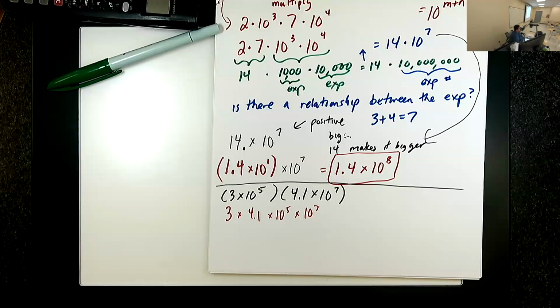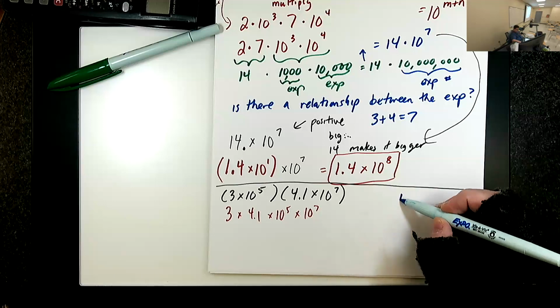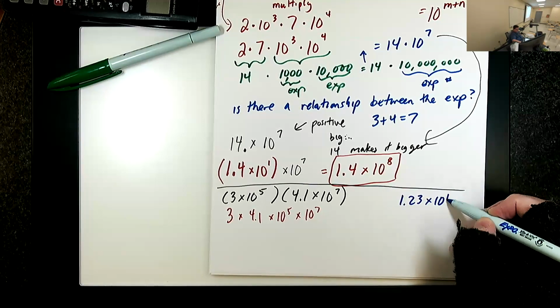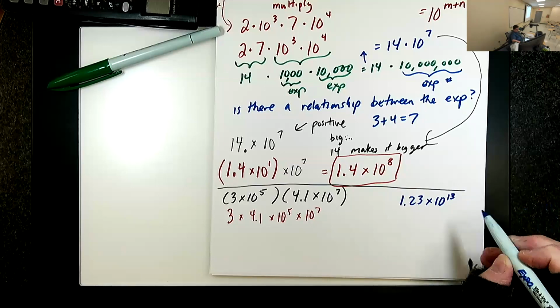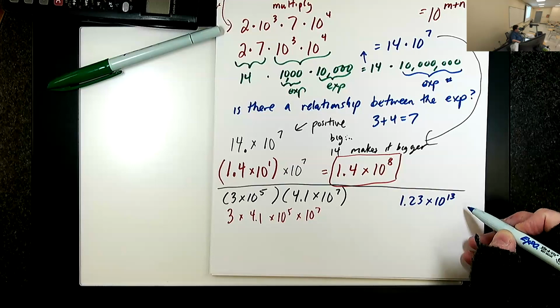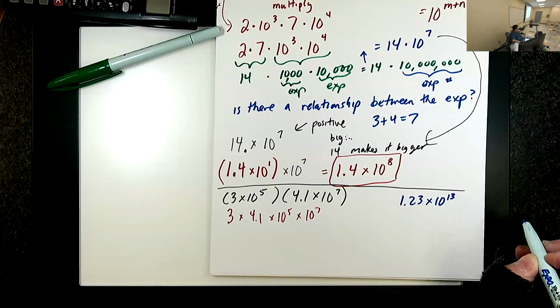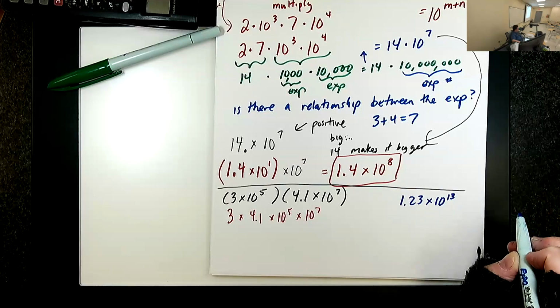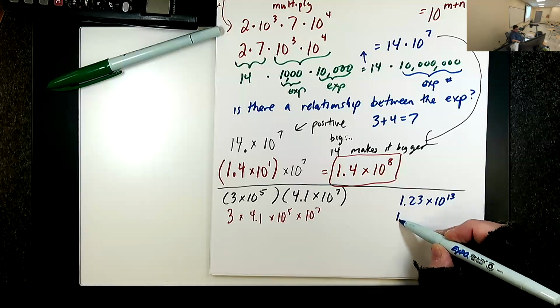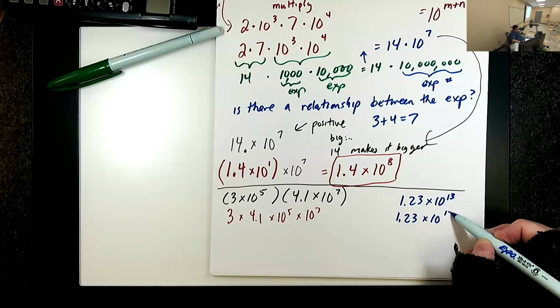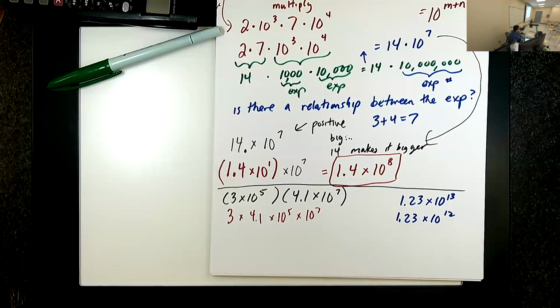No one finished. I got 1.23 times 10 to the 13th. 1.23 times 10 to the 13th. Thank you, Cody. Did anyone else get that? Yeah. Okay, so a couple people got this. Did anyone get something different? And if so, what was it? I saw you shaking your head no. So 13, I put 12. So you had 1.23 times 10 to the 12. Yeah. Okay. Anyone else have that? Anyone else have something different?